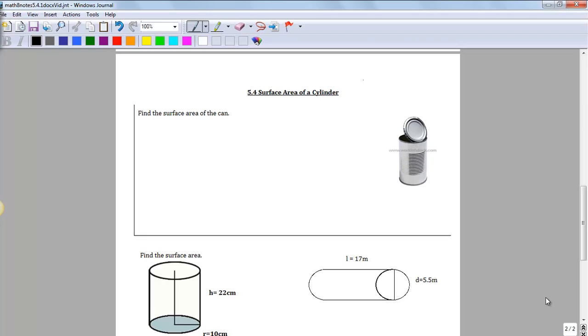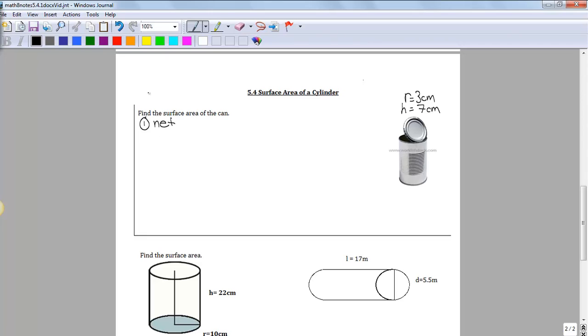Okay, welcome back. Let's do some new stuff. On your diagram, there are no numbers, so please put in radius equals 3 centimeters, and we're going to say height equals 7 centimeters. We need to find the surface area of the can. So step number 1, we're going to draw the net. We did this a little bit in class.